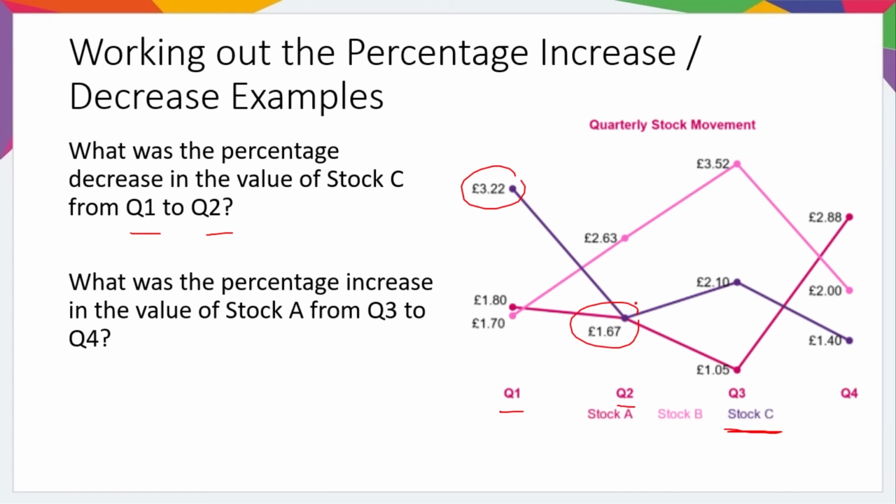So first of all, we need to work out the difference. £3.22 minus £1.67, that is £1.55. It's decreased from the £3.22. So that's our calculation. 155 divided by 322 times 100. That is a 48% decrease.